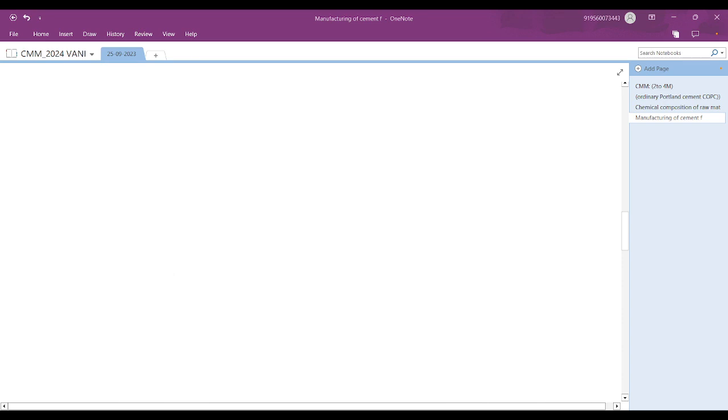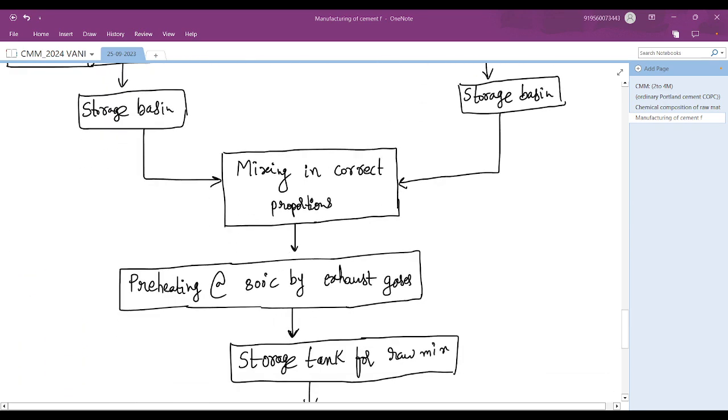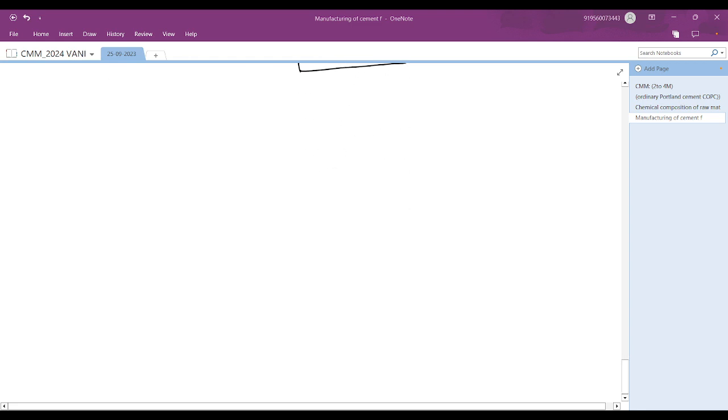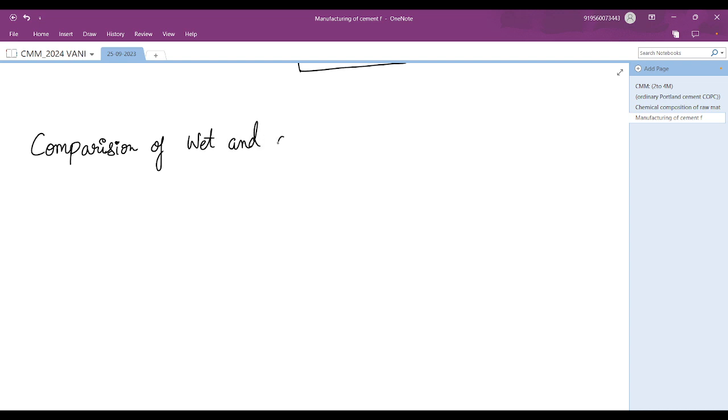So we discussed the manufacturing. Now let us try to understand the advantages and disadvantages of the dry and wet process. So, a comparison of wet and dry process.